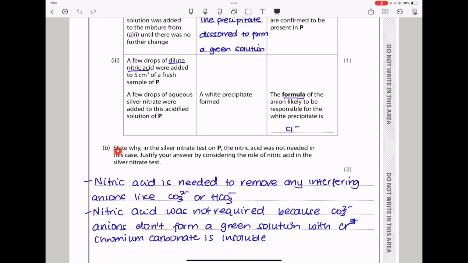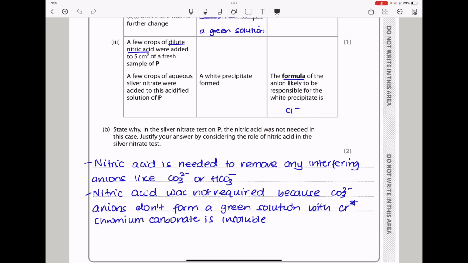In part B, state why in the silver nitrate test on P, the nitric acid was not needed in this case, and justify your answer by considering the role of nitric acid in the silver nitrate test. Nitric acid is needed in order to react with any interfering anions like carbonates as well as hydrogen carbonates. So here I say nitric acid is needed to remove any interfering anions like these, and nitric acid was not required because chromium 3 plus carbonate is not going to be a solution, it's going to be an insoluble sample.